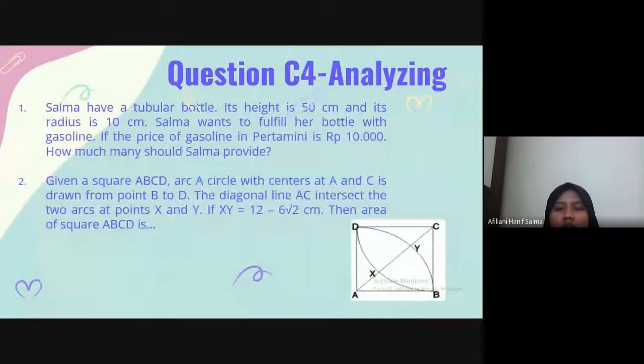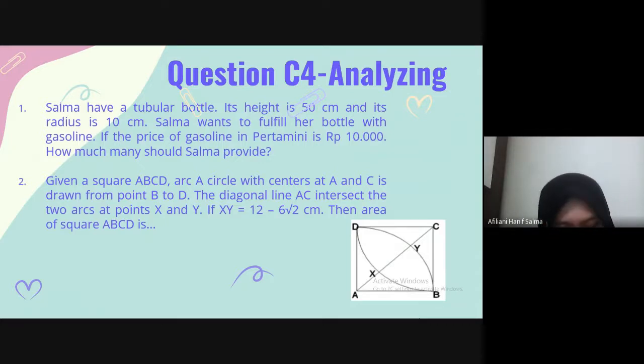The next example is for question C4, or analyzing. For the first example, Salma has a tubular bottle. Its height is 50 centimeters and its radius is 10 centimeters. Salma wants to fill her bottle with gasoline. If the price of gasoline at Pertamini is 10,000 rupiah, how much money must Salma provide?